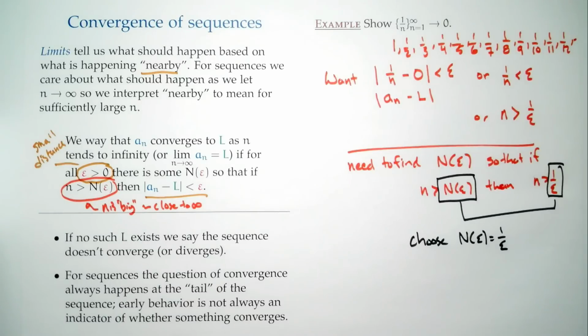So the moral is, if you choose your n of epsilon to be 1 over epsilon, then it works. So as you give me an epsilon, say 0.01, and I say, well, how big do you have to be so that you're within 0.01 of 0? Well, what does this say? The rule says, well, if I want to be within 0.01, I should take my epsilon and flip it.